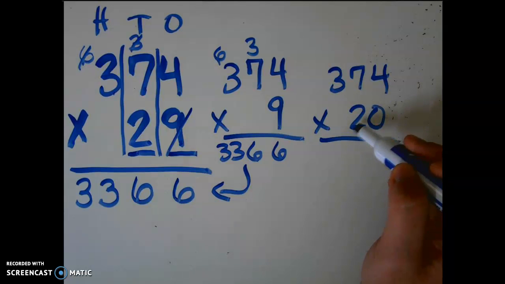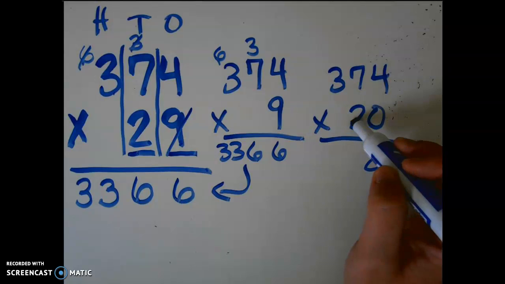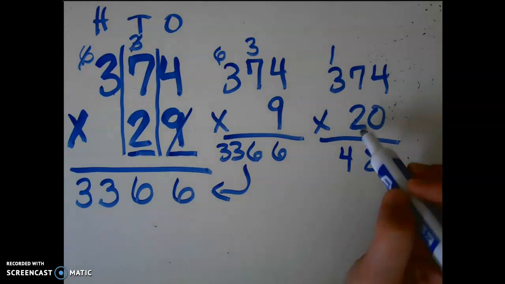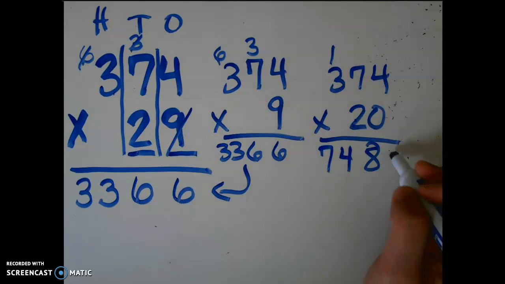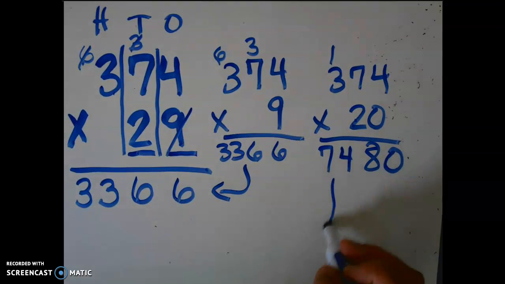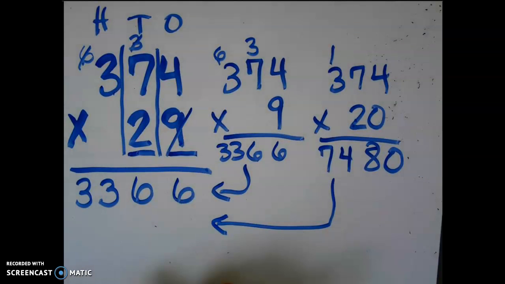So 374 by 2, we would say 2 times 4 is 8. 2 times 7 is 14. And 3 times 2 is 6, plus 1 is 7, with a 0 at the end. Okay, well, if our standard algorithm is correct, we should have the exact same thing here. Well, let's follow our steps and see if it's the same.